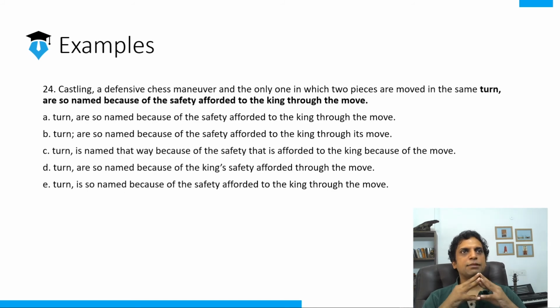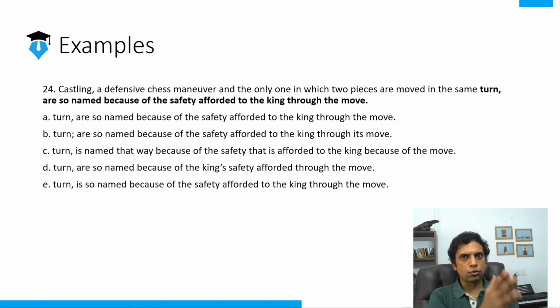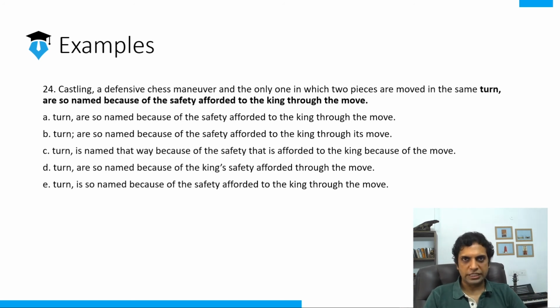Castling, a defensive chess maneuver and the only one in which two pieces are moved in the same turn. You've read this much of the sentence, you know which is the modifier already. A defensive chess maneuver, blah blah blah blah blah, is a modifier describing castling. And only the last word, turn onwards, is in bold. That's what you're going to change.